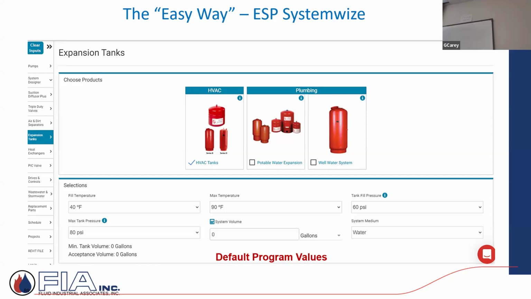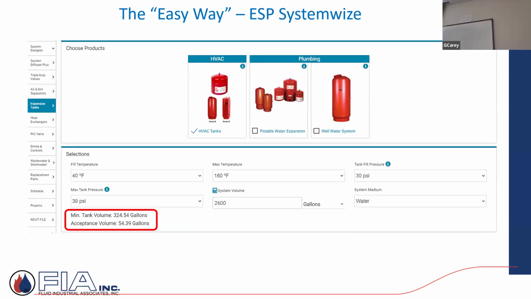And then the last tank over here would be well water. If you have water coming from the house through a well with a pump, you'd have a well expansion tank. But over here, HVAC for our heating and cooling. So here, what I've done is I've plugged in and I've said, look, I started with 40-degree water and I heated it to 160. That was the conditions we worked with.